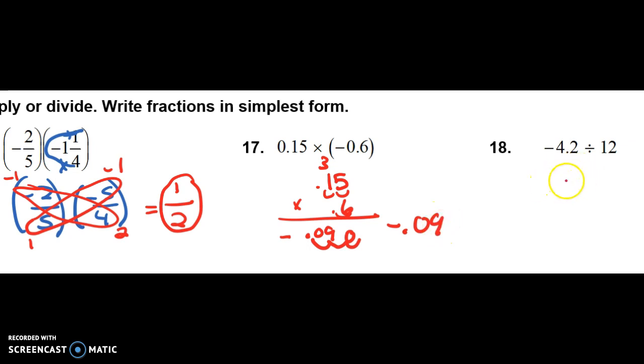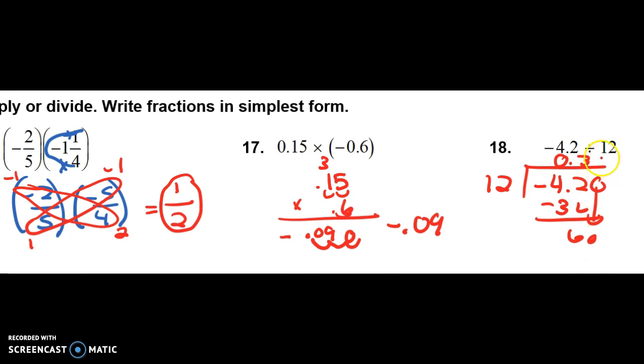Here, when you are dividing, we have negative 4.2 divided by 12. 12 cannot go into negative 4, so that's a 0. And a decimal point, 12 goes into 42. Let's see, 12 3 times would be 36. Subtract, you get 6. Bring down some zeros here. That's 5. So your answer would be negative 0.35 for that one.